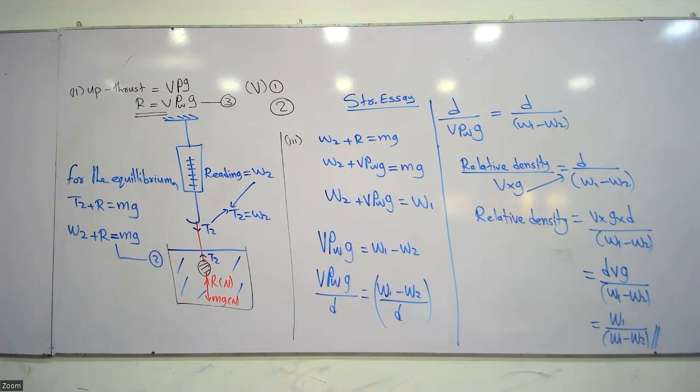Volume will also be larger. When the mass is larger, volume will also be larger. Full stop. Then the upthrust becomes larger.